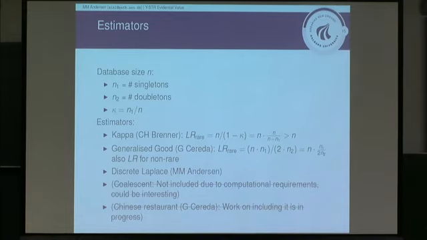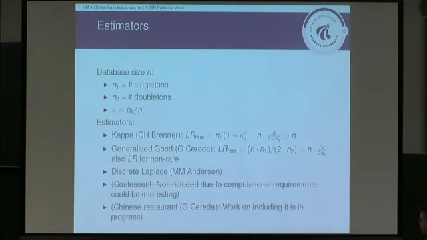There are two: the Kappa method by Charles Brenner and the generalized good by Julius Serrata. You can look at them as the binomial likelihood ratio inflated by some constant. There are different arguments for the two methods, but what they do is inflate the likelihood ratio, and they look at haplotypes as names or as colors. And then there is the discrete Laplace method, where we use the genetic information. So these are quite different.